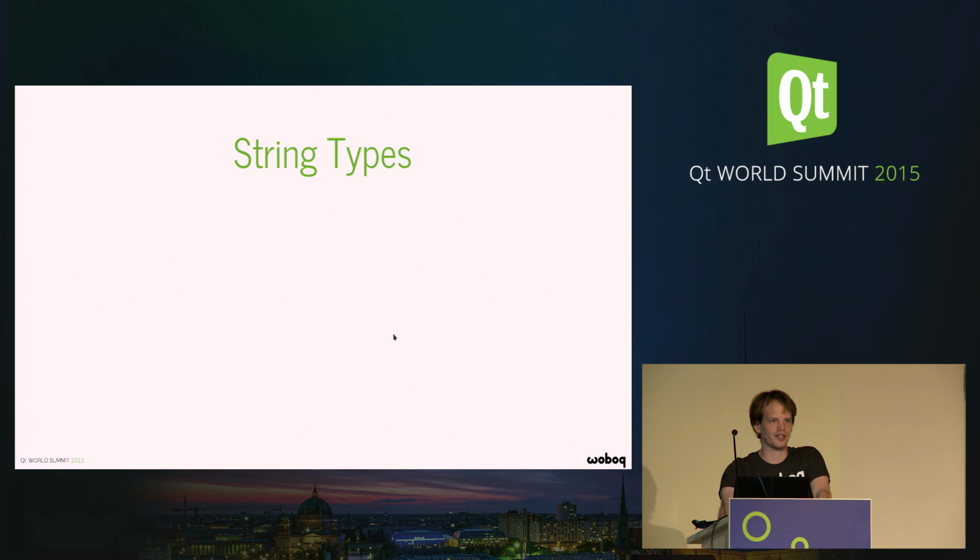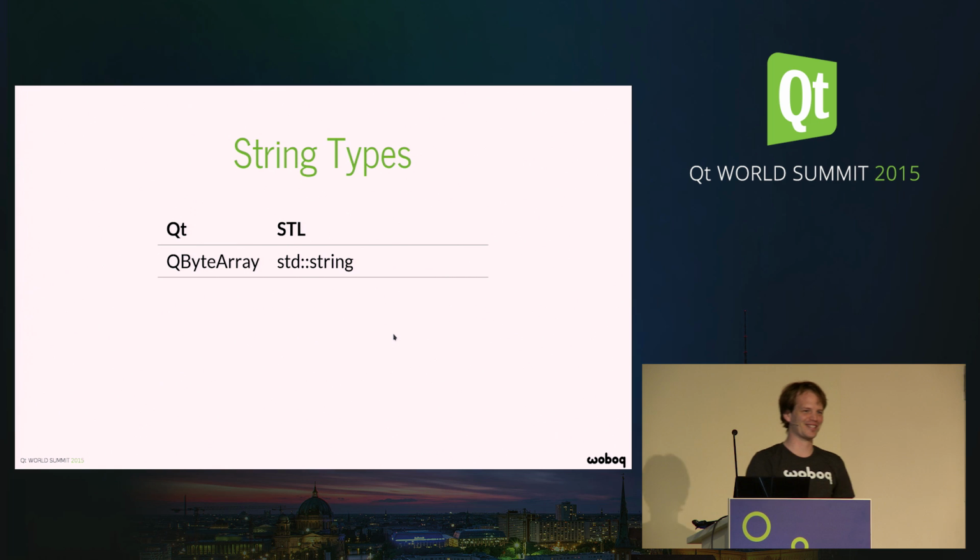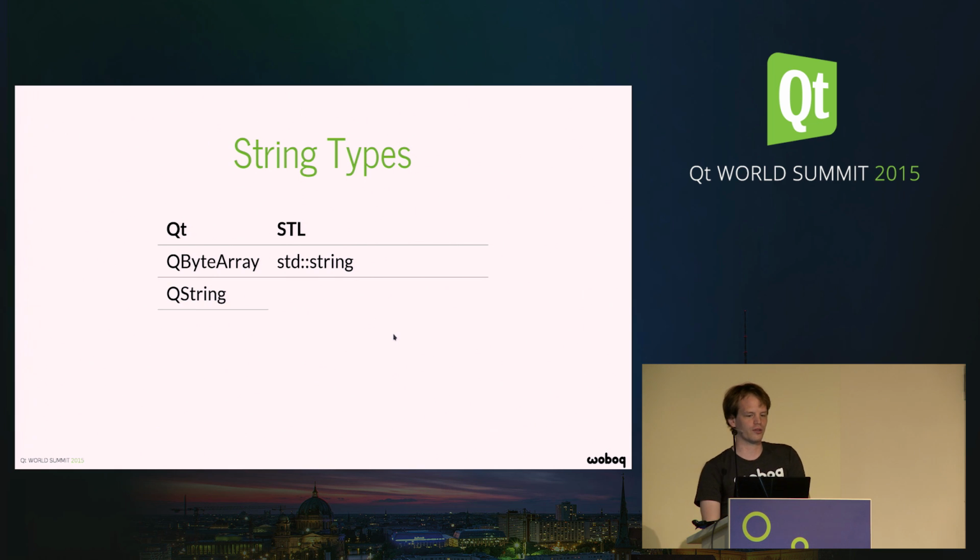Okay, let's talk about strings. What's the equivalent in Qt of std::string? I was expecting everybody to say QString, but it's QByteArray. So yes, std::string is really a QByteArray. It's char star with a bit of syntactic sugar, exactly what QByteArray is. So no encoding, while QString is UTF-16.